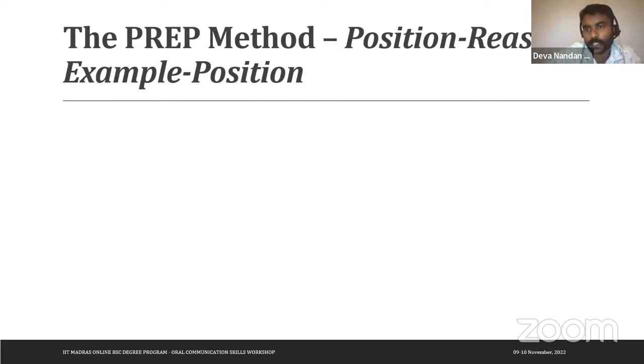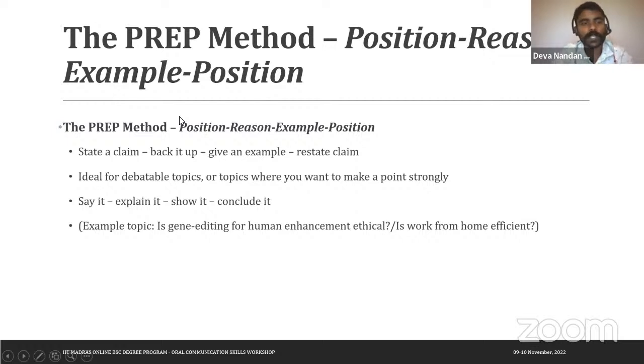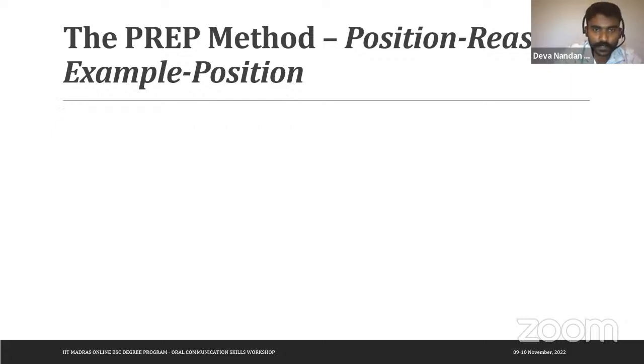So this is sort of the order. You state a claim, and then you explain it. You say why you say it. Then you give an example for solidifying it or backing it up, and then you restate your claim. This is the idea, and we'll look at the other example that I'd be giving here, which is, is gene editing for human enhancement ethical or not?